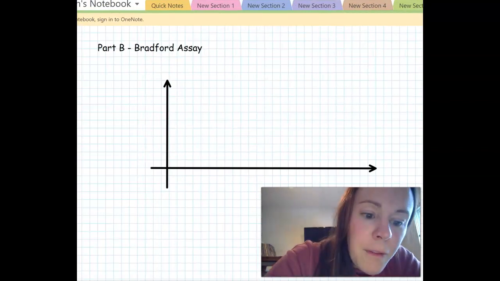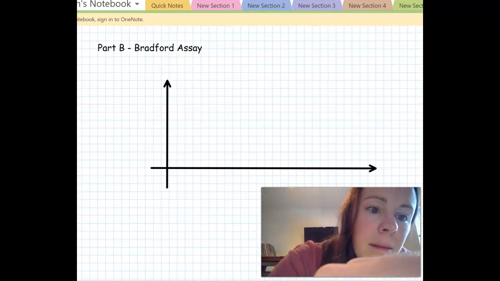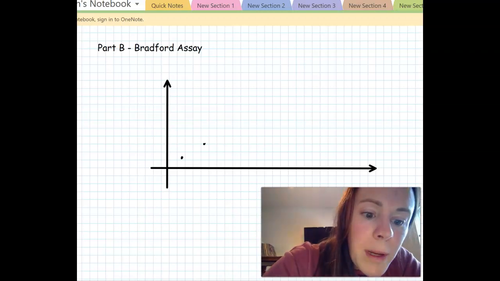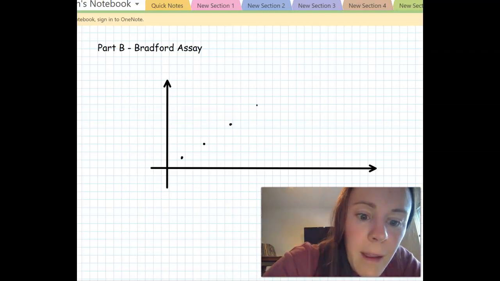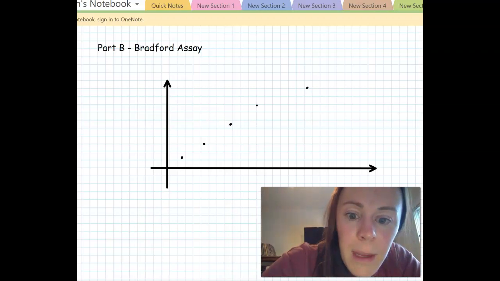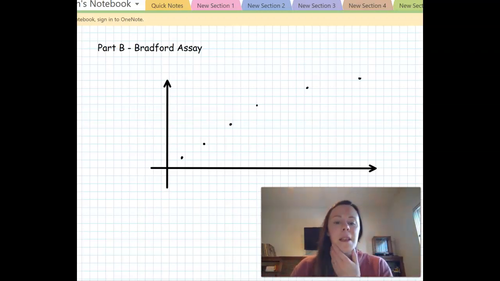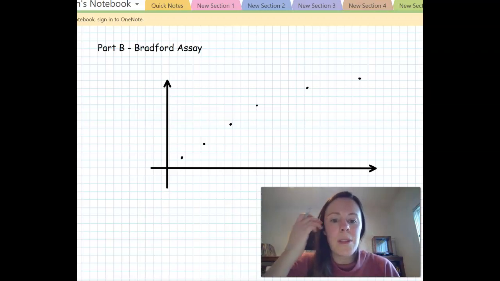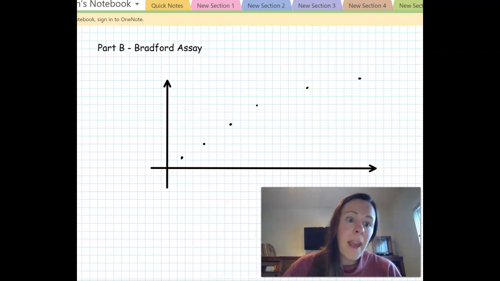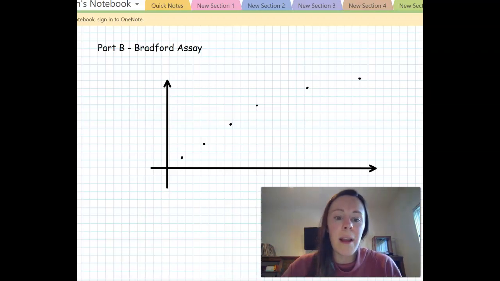So the first few points of your graph will be linear, and then what you'll notice is that they begin to plateau. This is something that happens when we reach the upper sensitivity range of the assay that we are doing. Once our solutions get too concentrated, they're too dark, and we can't really detect a difference between their concentration by color, and so neither can the spectrophotometer.